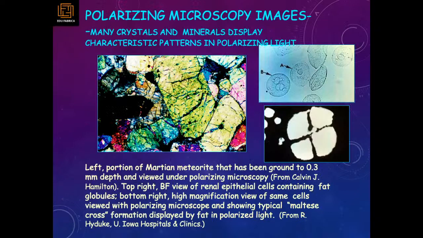So these are the images of the polarization microscope. It's mostly used for minerals from crystals. Like this is from a Martian meteoroid, which fell on the Earth. The meteoroid came from Mars, and then we check them under this microscopy. This one is the bright field from that, and this one is the bright field from renal epithelial cells containing fat globules, and this one is the high magnification of the same cells with polarization microscopy. We just magnify these 4 different compartments, and these are called the Maltese cross.